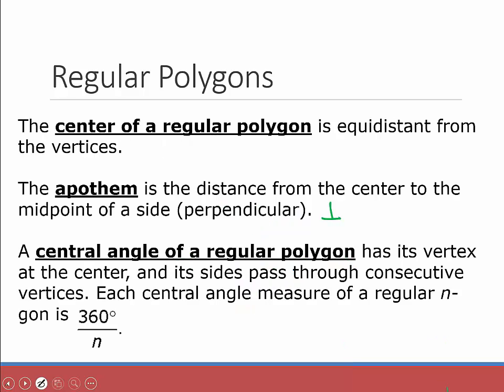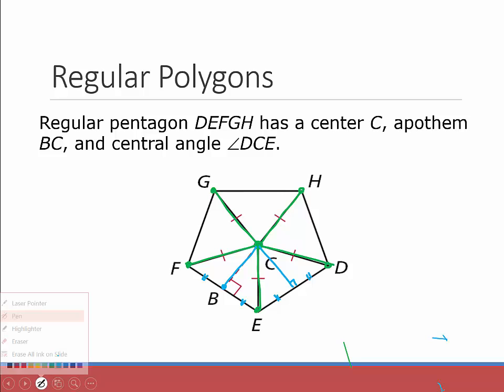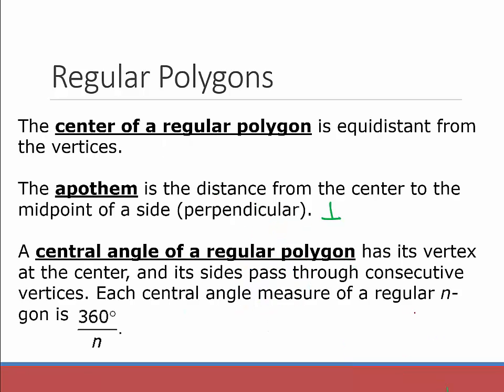The central angle of a regular polygon has its vertex at the center, and its sides pass through consecutive vertices. So all that means is when you have this angle right here, this is a central angle. And each one of these central angles is congruent because it's a regular polygon. If it wasn't a regular polygon, we wouldn't know about them, but because it is, we know all of them have to be exactly the same. So there's a quick little formula we can use. Each central angle is a measure of 360 degrees divided by the number of sides, and that's what n stands for, number of sides.